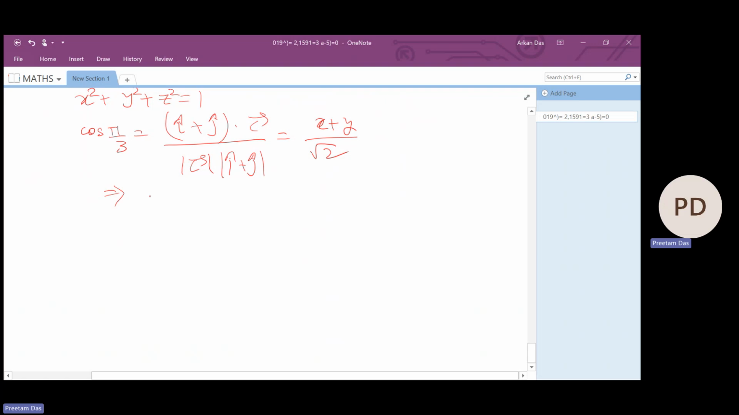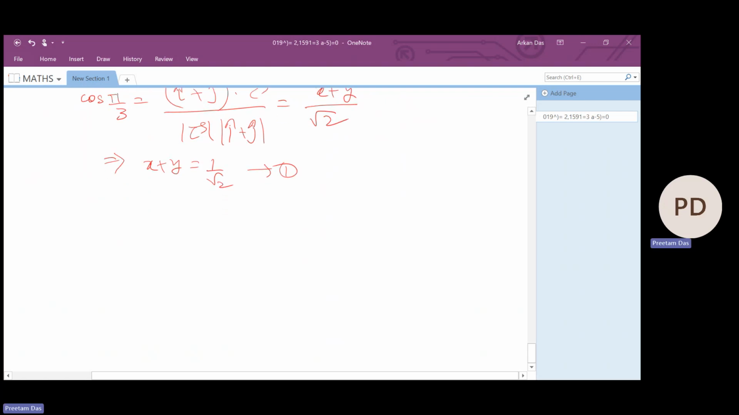So you have to simplify this expression. You will get x plus y as what? 1 by root 2. Equation 1. Okay. Next, they have told you to find the minimum and maximum value of this expression.